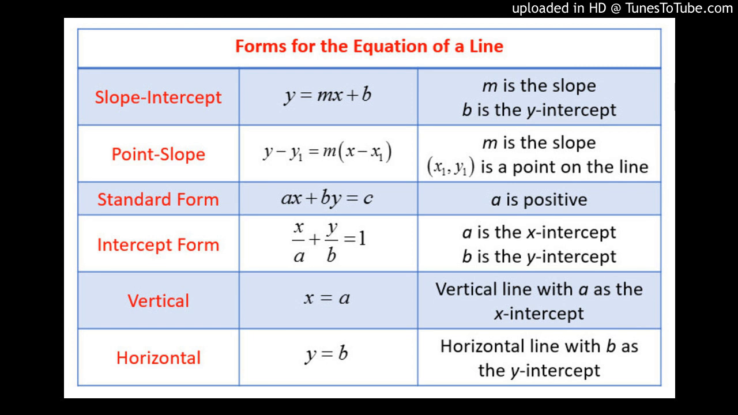Then there are various types of equations. One is the slope intercept form. It is y equals mx plus c. What is m in that? Slope. What is c? Intercept on the y-axis.